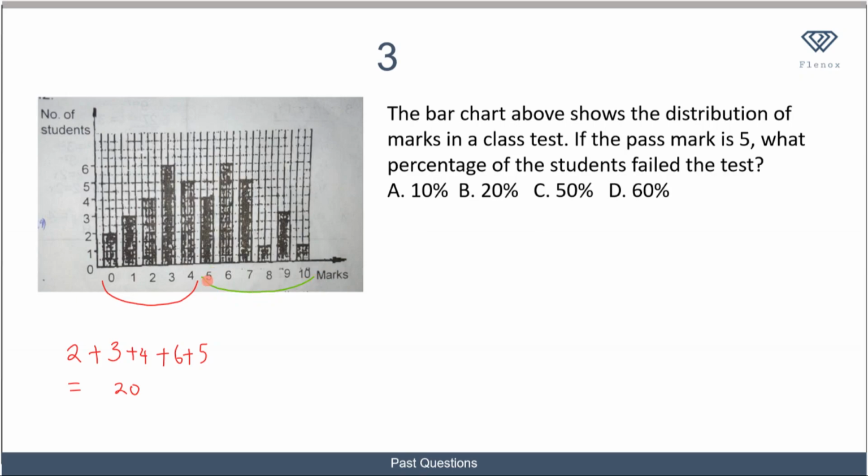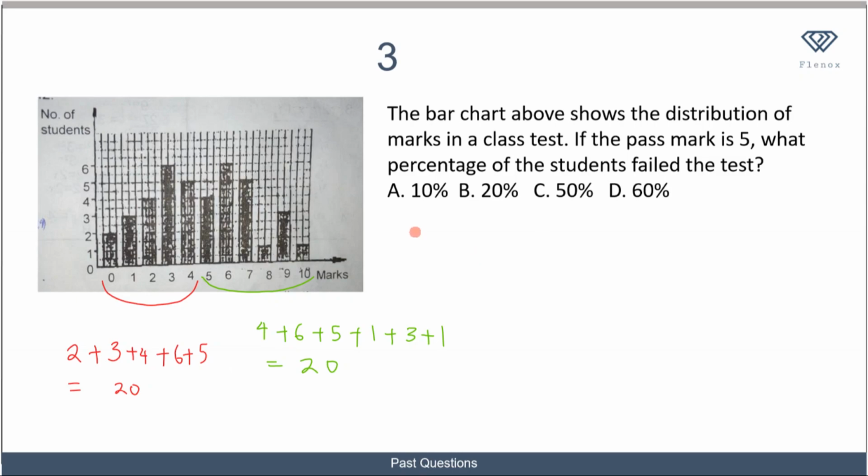So the number that got mark of 5 is what? 4. That got mark of 6 is 6. That got mark of 7 is 5. That got mark of 8 is 1. That got mark of 9 is 3. And that got mark of 10 is 1. Now when I add this together, I also get 20. So 20 students passed and 20 students failed.